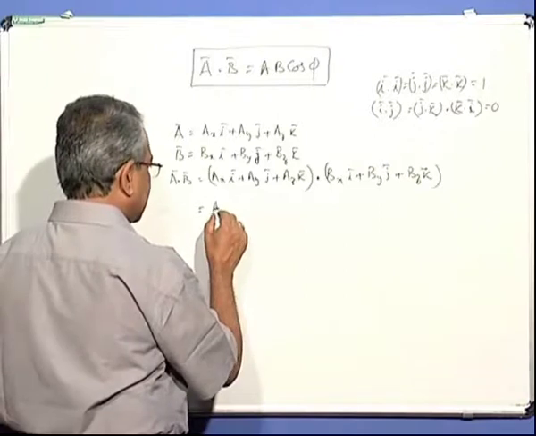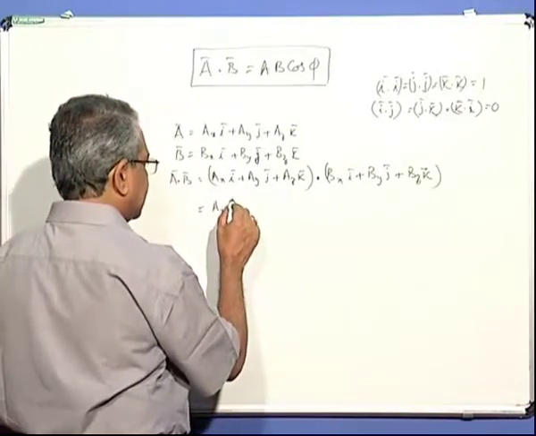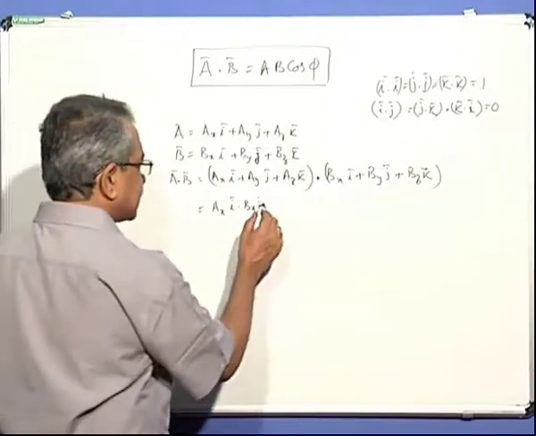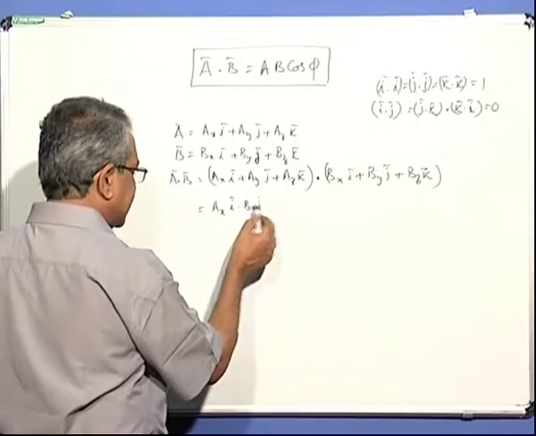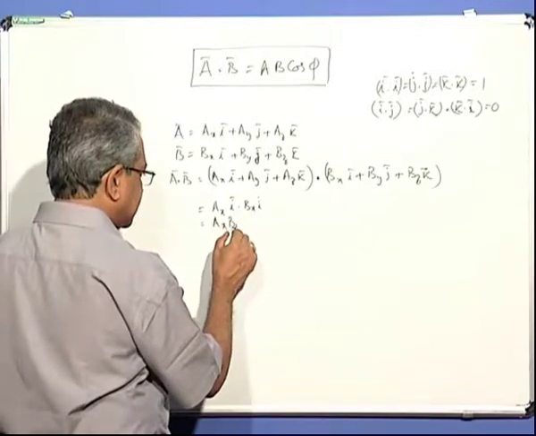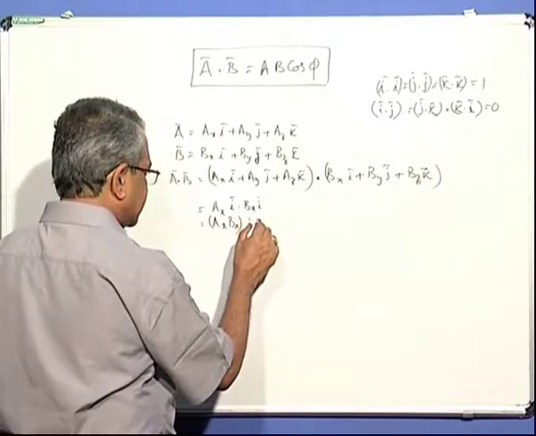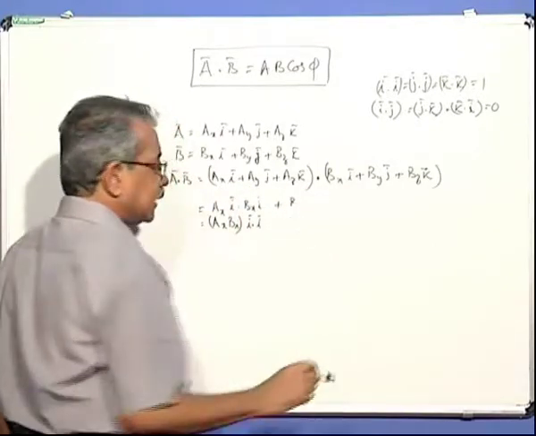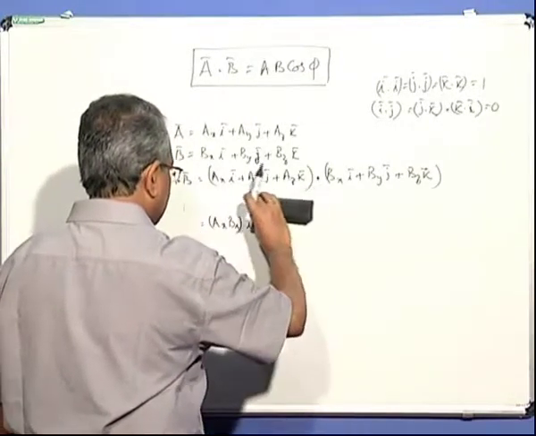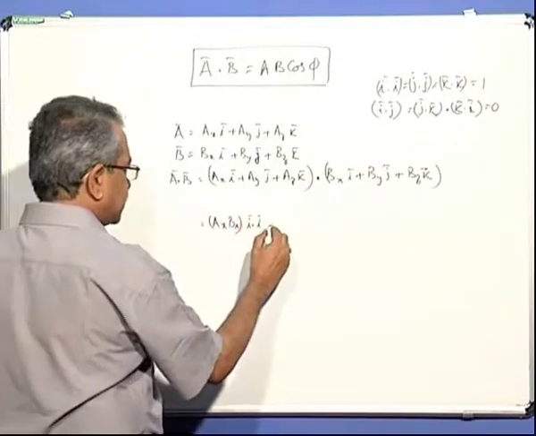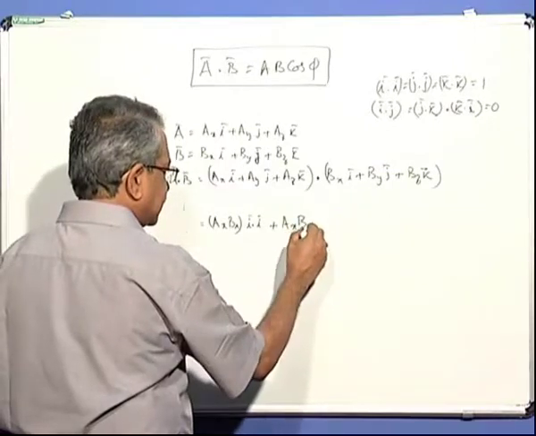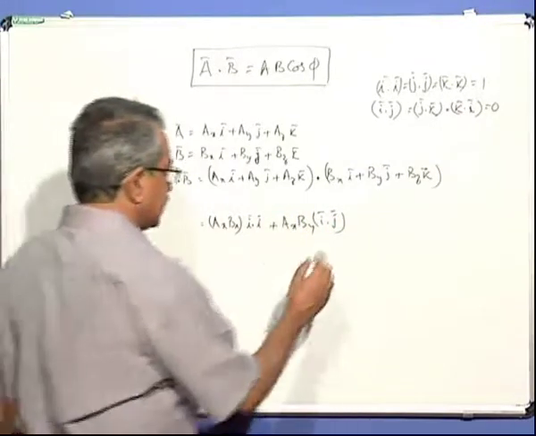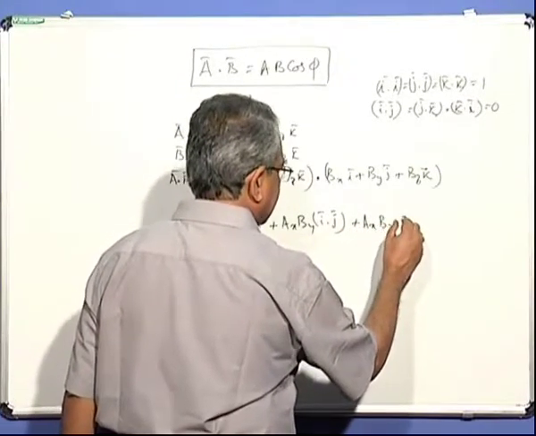If you do like that, for the first one, I will show you Ax i dot Bx i comes here. That means magnitudes can be taken separately, and the directions separately. So you can write this as Ax Bx i dot i. Similarly, if you go to the second term, Ax By, i and j. Then the third one, Ax Bz, i dot k.